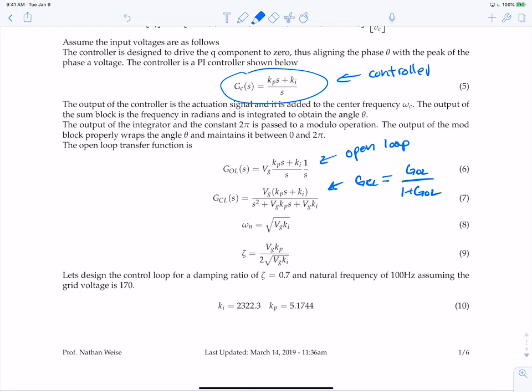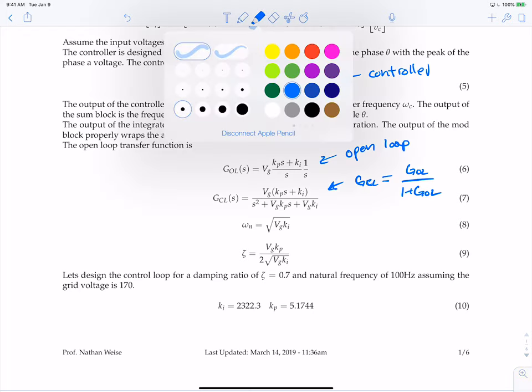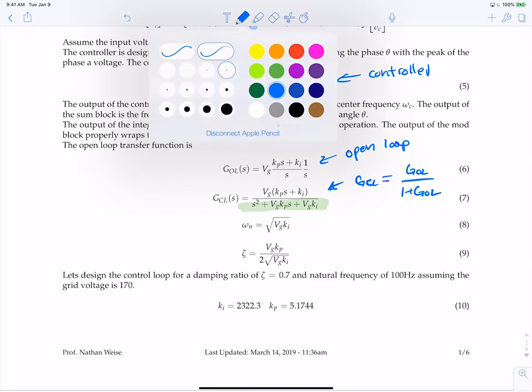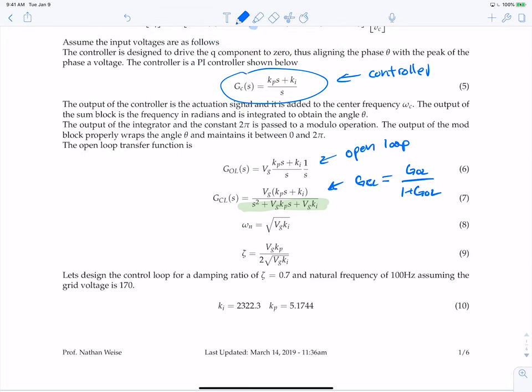And the thing to note here is that we have the roots right here of this characteristic equation, and we can go ahead and put those wherever we like. And so that's how we're going to do this design. Again, you can do it a multitude of ways, but that's how we're going to do this design. So we know that, for instance, this term that sits right here is the natural frequency squared. So we'll just set that equal to the natural frequency, which is what we did.